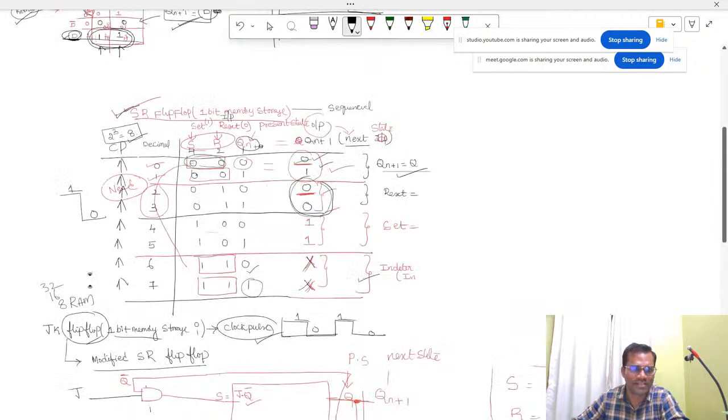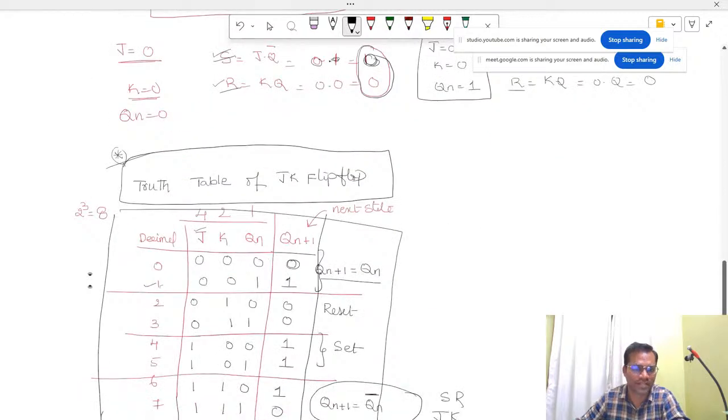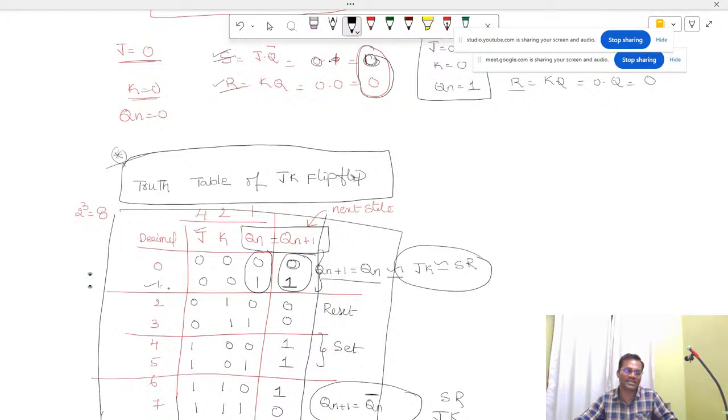So when S is equal to 0, R equal to 0, what is the state you are going to have here? 1. Okay, so therefore here we are also going to get 1. So the answer I got is 0 1, and what is the input? 0 1. How to link the present state and next state? Qn plus 1 is equal to Qn. This line is the same for JK flip flop, and this is also similar to SR flip flop. If you understand SR flip flop, automatically decimal 0 and 1 is the same for SR flip flop as well as for JK flip flop.